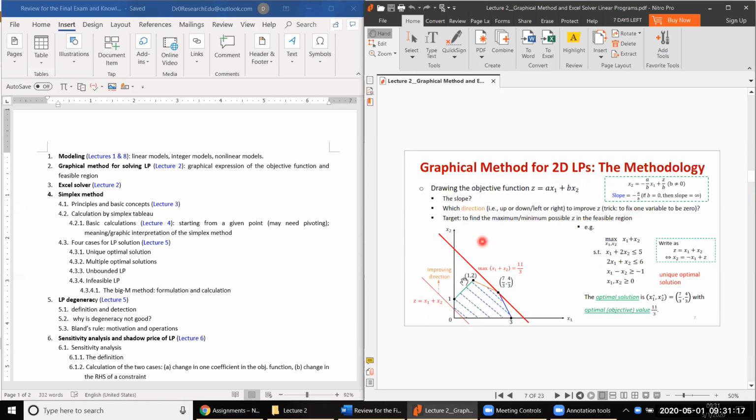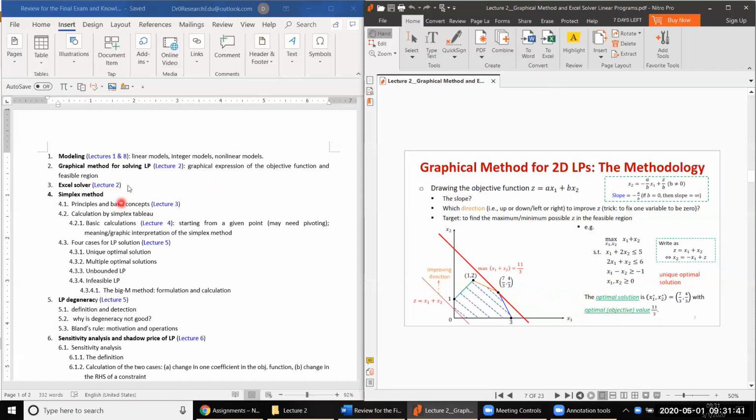And the target is that for a fixed feasible region, I want to move my line, for example this line, in the improving direction. I keep moving until the last point where I can touch the feasible region. And this point must be what? This point must be the optimal solution to my LP, okay? So this is the graphical method.